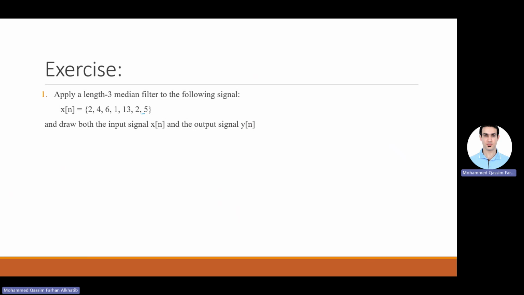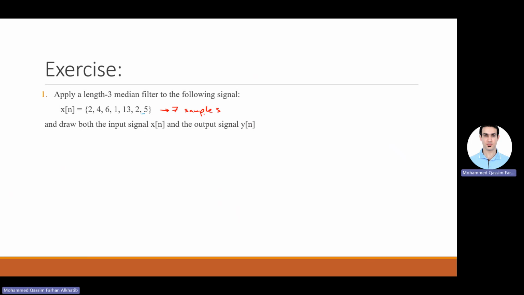All right, so what you'll be questioned on during the exam is: apply a length 3 median filter to the following signals and draw both the input signal x of n and output signal y of n. My input signal is 2, 4, 6, 1, 13, 2, 5. So we have 7 samples, so the output also must have a length of 7.